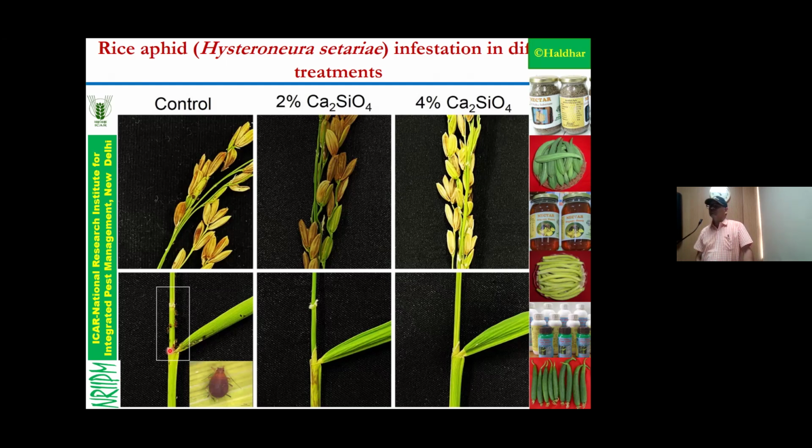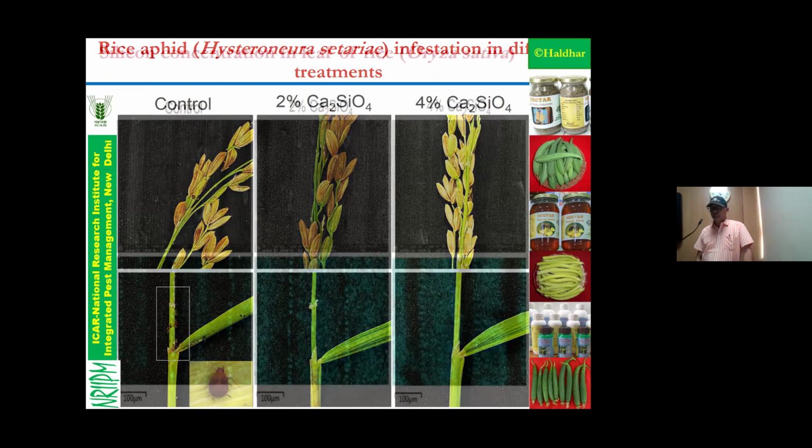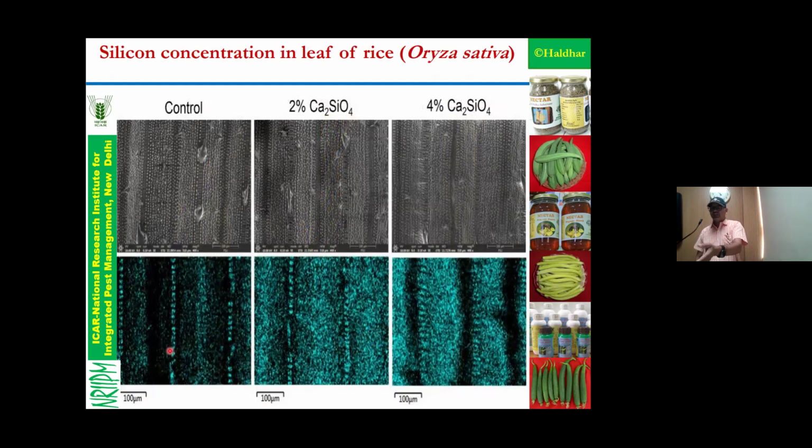Yes, sir. So on the basis of this electron microscope, we found which percentage of silica is there inside. 2% you are telling is good. What about 4%? 4% is near to 2%, no significant effect. What about 3%? 3% we have not taken, sir, in this.